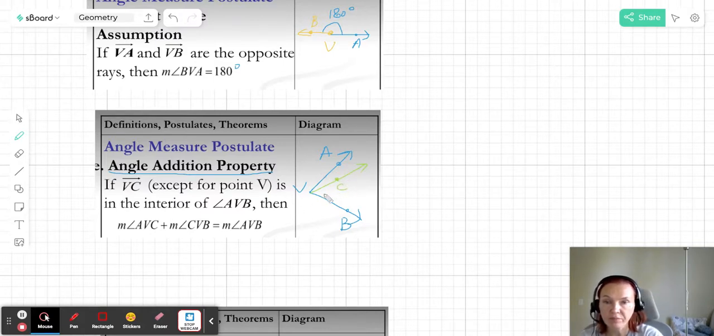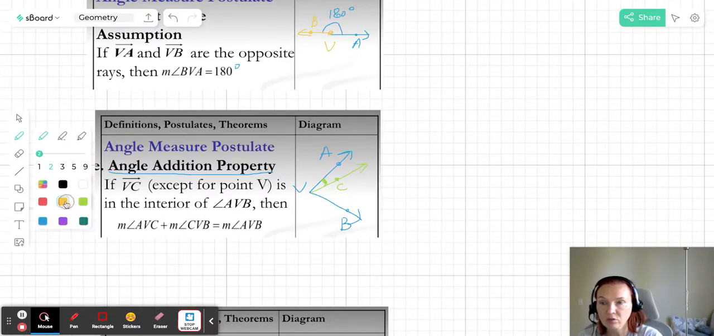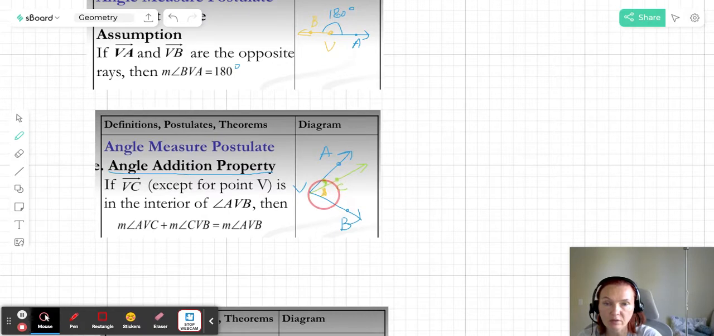So VC. Then what I can say is that measure of angle AVC, this angle over here, plus measure of angle CVB, the angle over here, is going to be equal to the measure of the whole thing, right? Which makes total sense. A lot of geometry theorems and postulates make total sense. You add two smaller angles, you get a bigger angle. This is called the angle addition property.